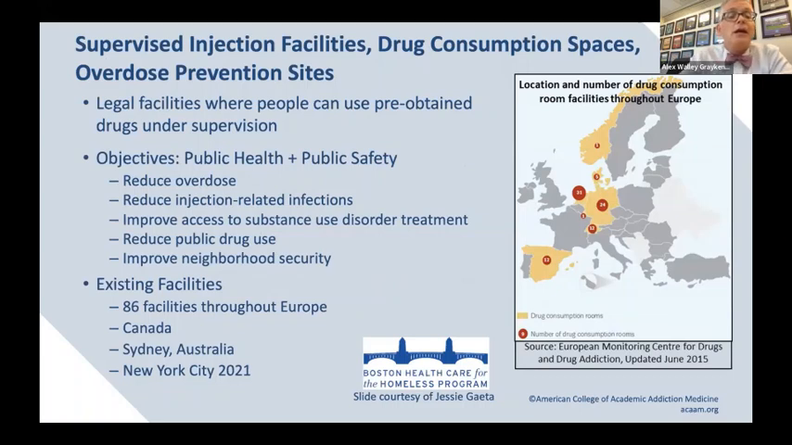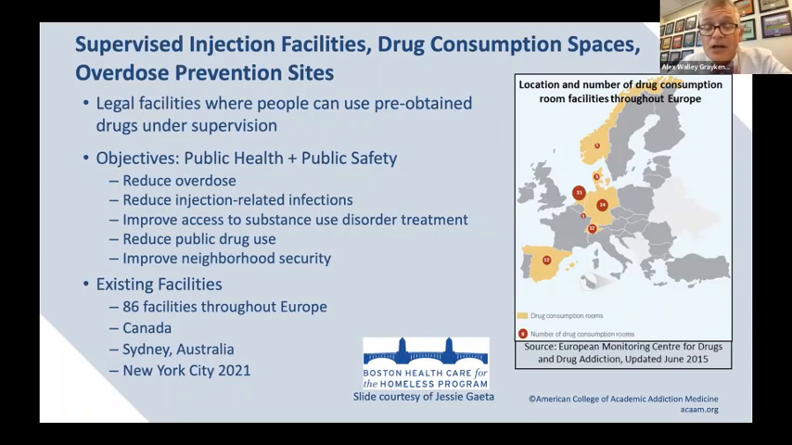Okay, I'm doing okay. I'm going to talk a little bit about supervised injection facilities, drug consumption spaces, and overdose prevention sites. These are all names of the same idea. These are legal facilities where people can use pre-obtained drugs under supervision. The objectives are both public health and public safety. The objectives are to reduce overdose, to reduce injection-related infections, to improve access to substance use disorder treatment, to reduce public drug use, and to improve neighborhood security.